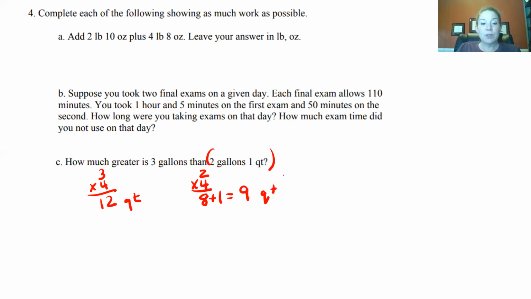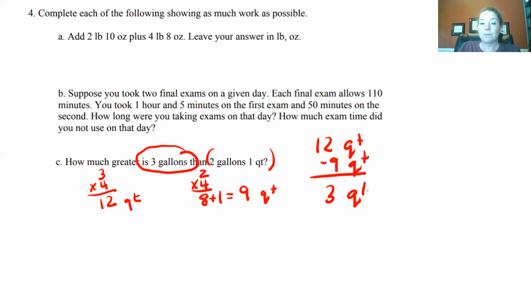So the question is, which one is greater, 12 quarts or 9 quarts? Well, oh, how much greater? I'm so sorry. Of course, 3 gallons is more than 2 gallons. How much means we're subtracting. So we have 12 quarts minus 9 quarts. How much greater is 3 gallons than 2 gallons, 1 quart? The answer is 3 quarts. That's how much greater. Okay.